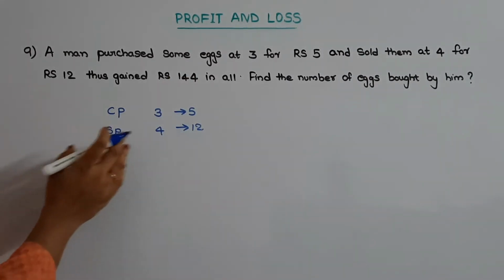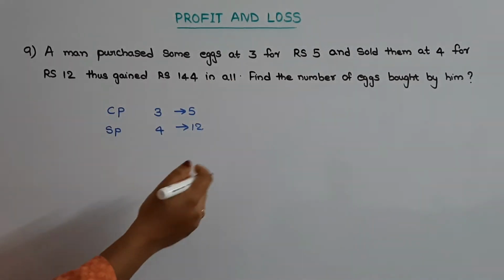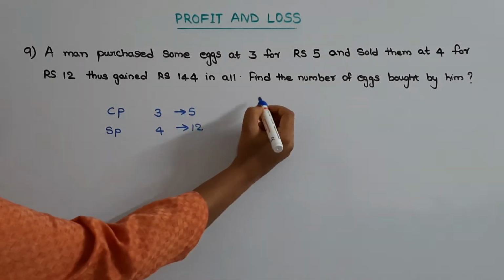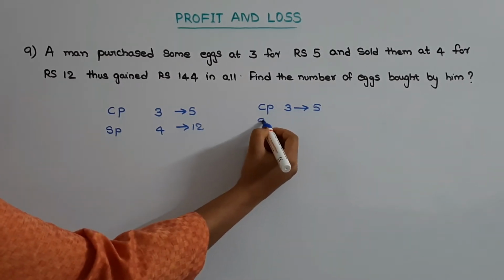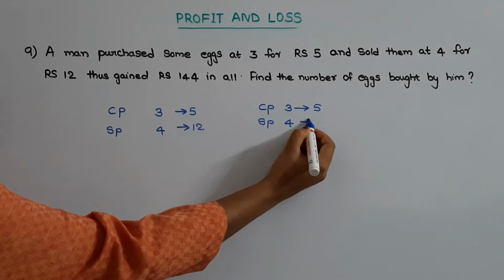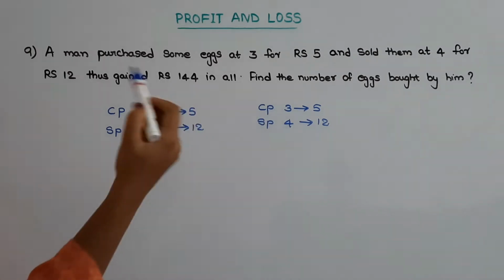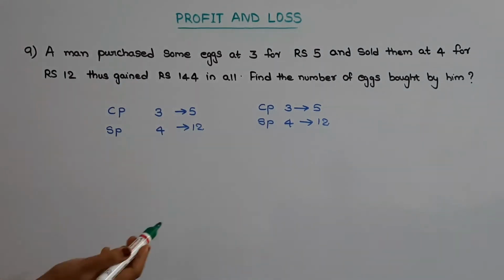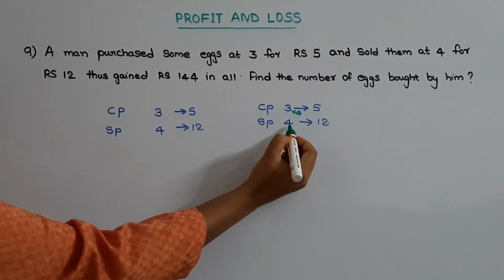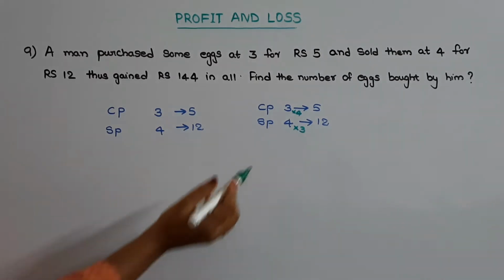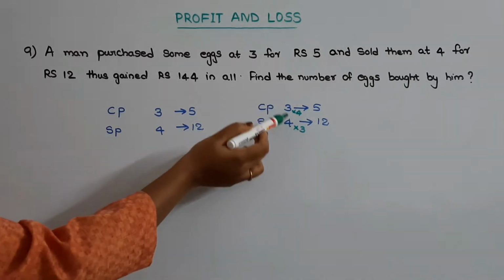So there is a shortcut method to find it. But before going to the shortcut method, let me explain you the concept behind this. In this question, the cost price for 3 eggs is rupees 5, and the selling price for 4 eggs is 12. First we need to make the number of eggs same. In order to do that, we multiply this 3 by 4 and this 4 by 3. Then this will become 12 and this will also become 12.